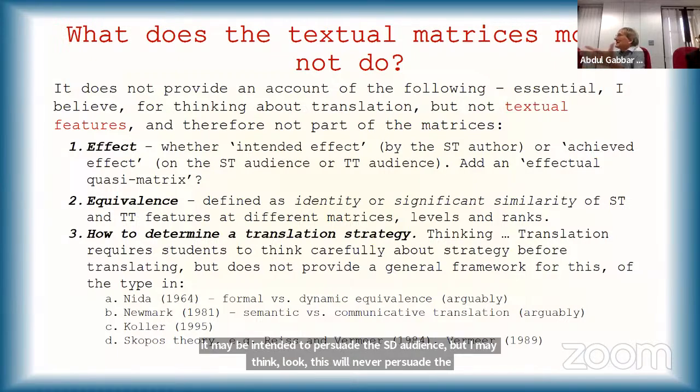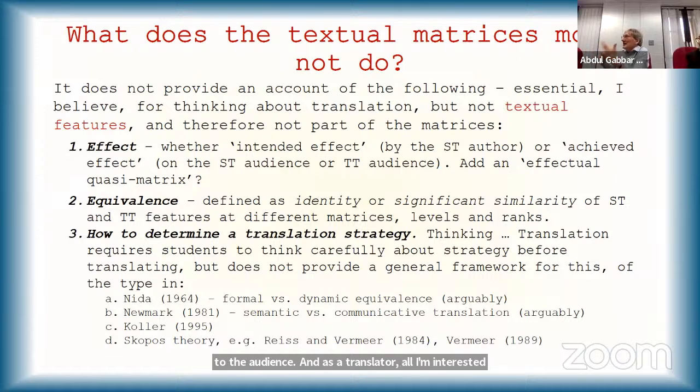And as a translator, all I'm interested in doing is presenting this. I don't intend to persuade people. So you may not have the same intended effect in the two languages. You may not have the same actual effect. And then I think another thing that's interesting is equivalence.